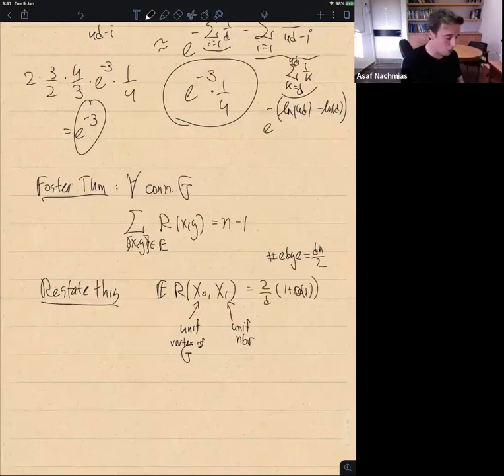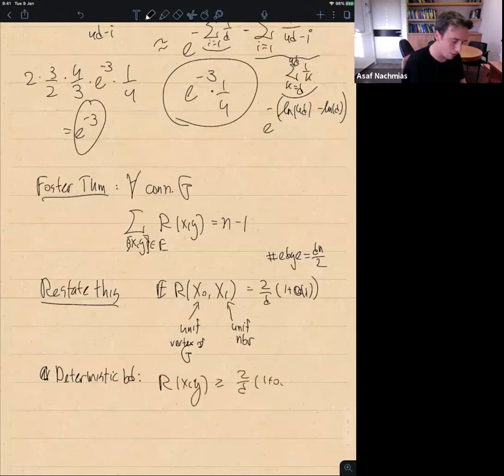But notice that we also have a deterministic lower bound. For any edge xy, R_xy is always bigger than 2 over d times 1 plus little o of 1. So it's a random variable that is deterministically bounded below by some small number, 2 over d, and its expectation is of the same order. That means you cannot have many edges that violate this bound. So this is the first ingredient that you see here.